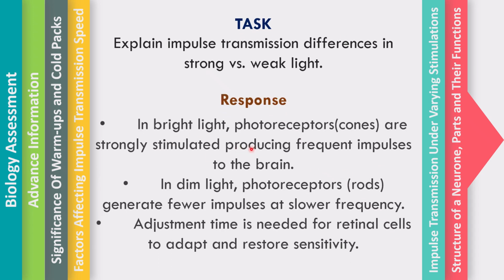In bright light, photoreceptors, the cones, are strongly stimulated, producing frequent impulses to the brain. In dim light, photoreceptors, the rods, generate fewer impulses at a slower frequency. Adjustment time is needed for the retinal cells to adapt and restore sensitivity.